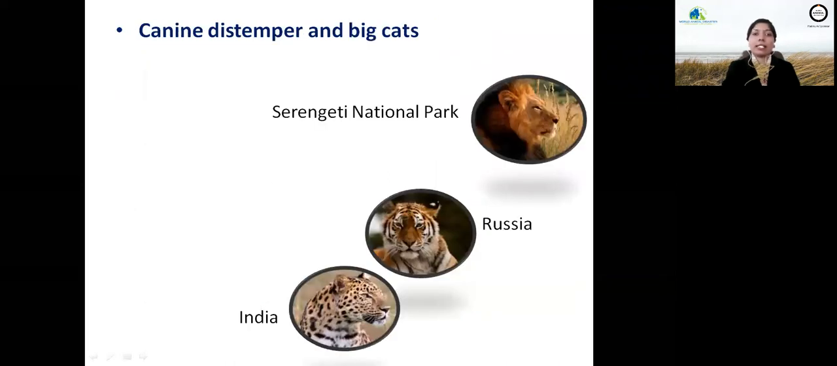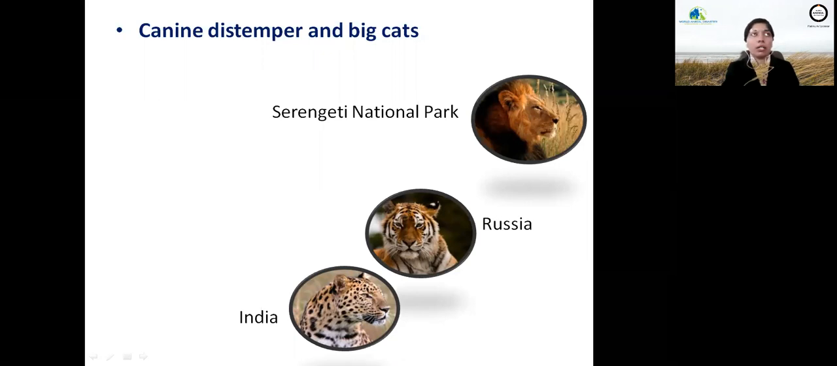And second is canine distemper. In Serengeti National Park, it resulted in large-scale mortalities in African lions. About one third of the population got wiped out, and it took 4 years for the population to recover. It was also seen in Russian tigers. In India we are reporting canine distemper in tigers and leopards.